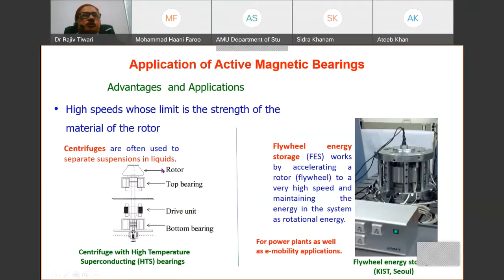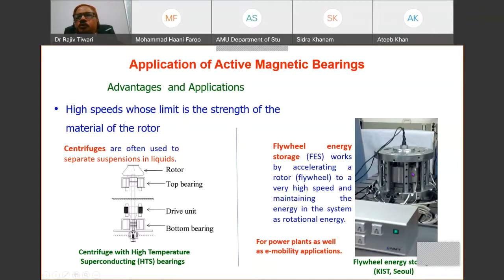There are other applications of magnetic bearing, like the centrifuge, which is used to separate suspension in liquid. This also rotates at very high speed so that the separation of the suspension in liquid can be performed. Another application of the magnetic bearing is flywheel energy storage. This is just like a UPS, but a mechanical UPS in which the energy is stored in a flywheel in the form of kinetic energy, and whenever you need energy, it can again be converted into electrical energy.